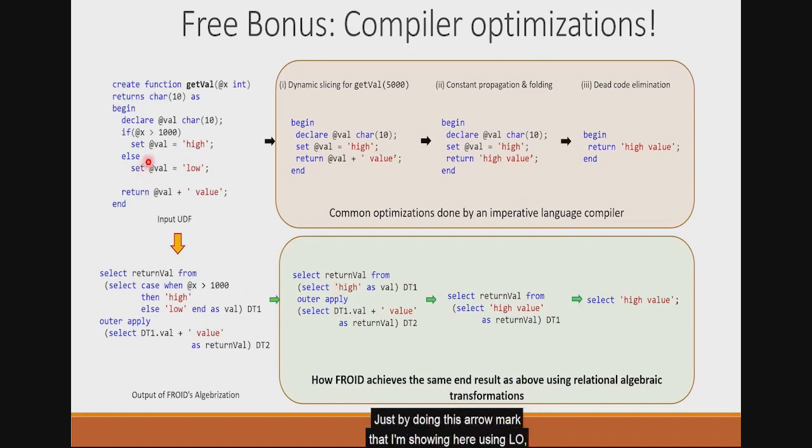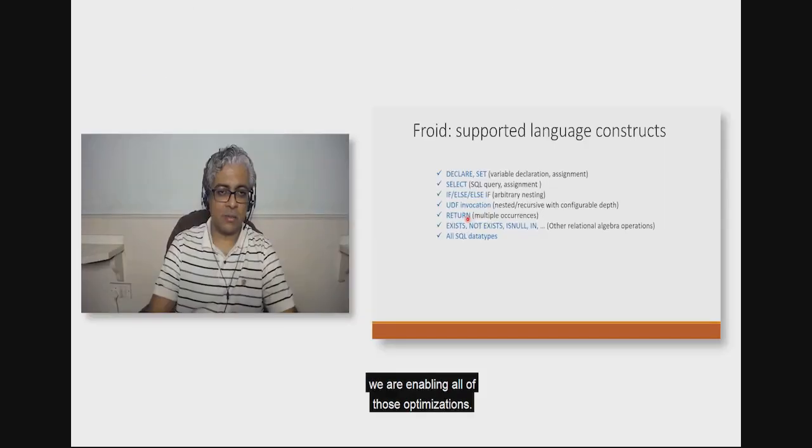So just by doing this arrow mark that I'm showing here using yellow, we got all these things for free. These things are already there, but they were not because this was a black box earlier. None of those optimizations would happen, but now because we just opened it up, we are enabling all of those optimizations.